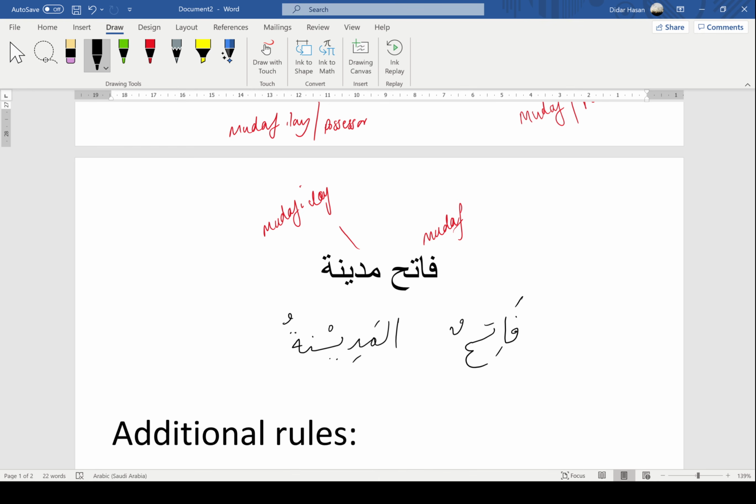Okay, so that's really all there is to it at a beginner's level. This is what you have to understand. And additional rules: the mudaf cannot accept an alif lam, which we've mentioned, and the mudaf never gets a tanween. We've already mentioned that as well. So just practice.